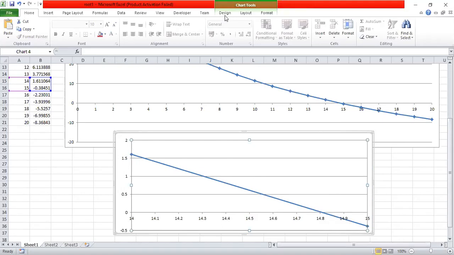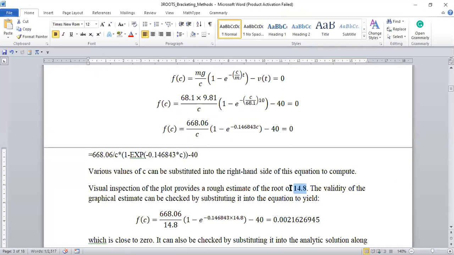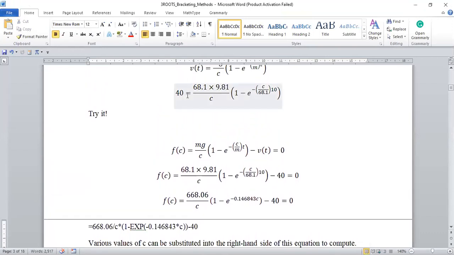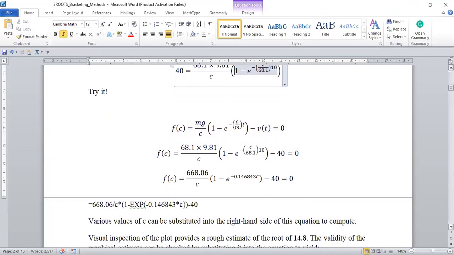Let me go back to the notes now. Okay, so from the graphical method, we discovered that the root is 14.8. So I think you'll understand where I got that. So in order to validate what we just got, and as I said when I started, there's no analytical solution for it, because if you try to do this, you'll not be able to get it. So you have to make use of the numerical method, and this is the numerical method we are trying to make use of.